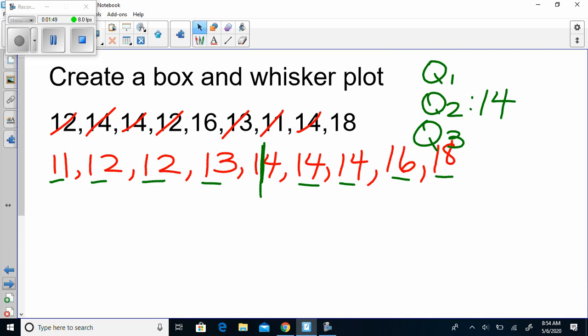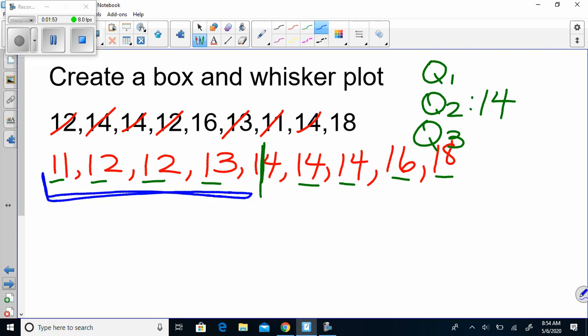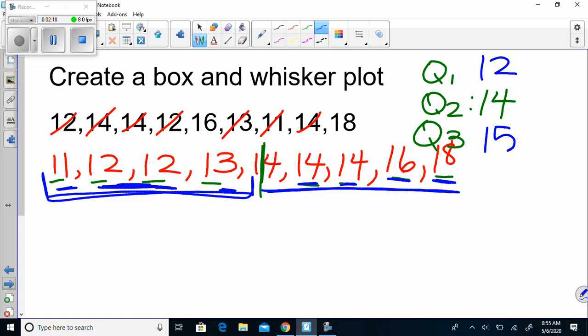Next thing I'm going to do now, this is the bottom half of my data right here, from 11 to 13. So I do the same thing, 11, 11. Oh, look, I have 2 right here in the middle, but they're both 12. So I know 12 is my Q1. Now my top half of my data is from here to here. So I have an 18 and a 14, a 16 and a 14. Now I have these 2 together. I add them up, divide it by 2. I know my Q3 is 15.